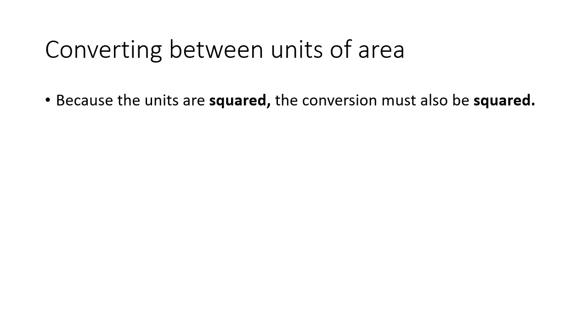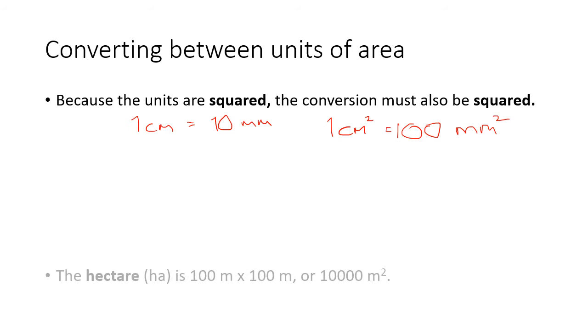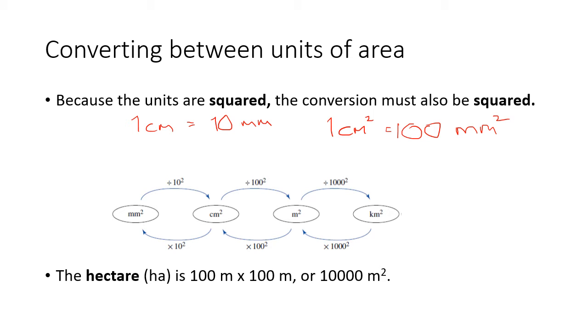Converting between units of area, we've just got to be a little bit careful, because the units are squared, which means the conversion must also be squared. We're used to the idea that 1 centimetre equals 10 millimetres. So that means 1 centimetre squared, remember we had a conversion of multiplying by 10, so we've got to multiply by 10 squared, which is 100 millimetres squared. Sorry, my table was meant to pop up earlier there.